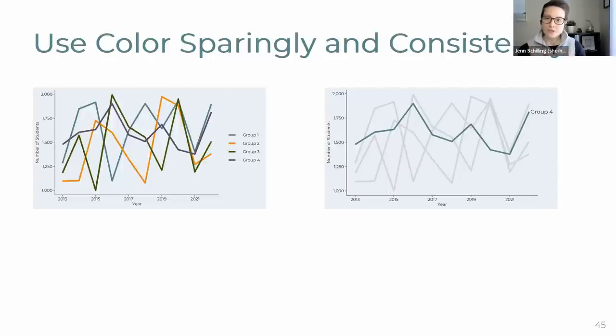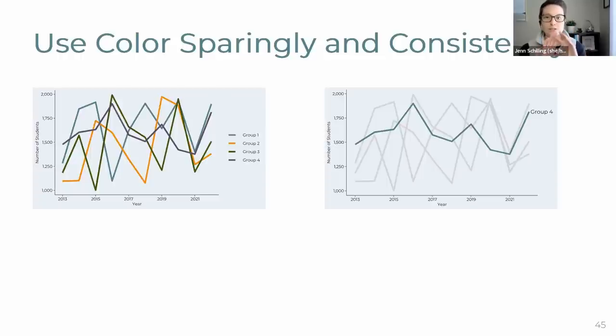So there are a few options here. One way to use color is, if I only wanted to focus on one of the groups, I could highlight group four in teal and then make the rest of the lines gray. And then the audience no longer has to look back and forth between the legend. It does mean that all three other groups look the same. They're not able to be distinguished. So I could make them three different grays to differentiate them.